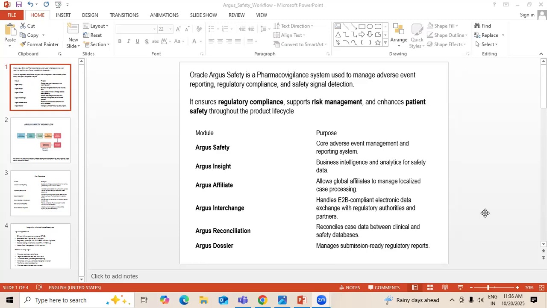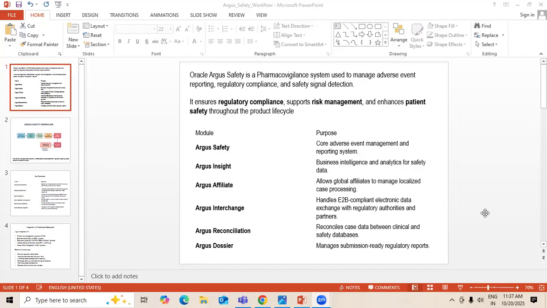At the same time, safety signal detection and everything can be done in pharmacovigilance. This is part of pharma research and healthcare. Majorly, Argus is a system which ensures regulatory compliances, supports risk management, and enhances patient safety throughout the product life cycle. But when it comes to Argus, we have many modules.